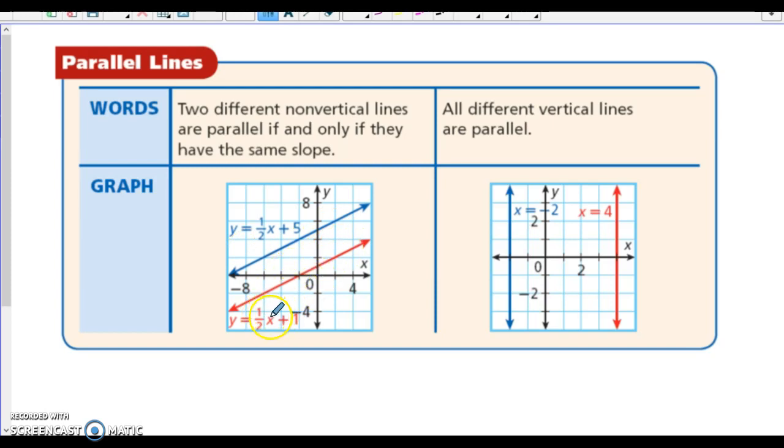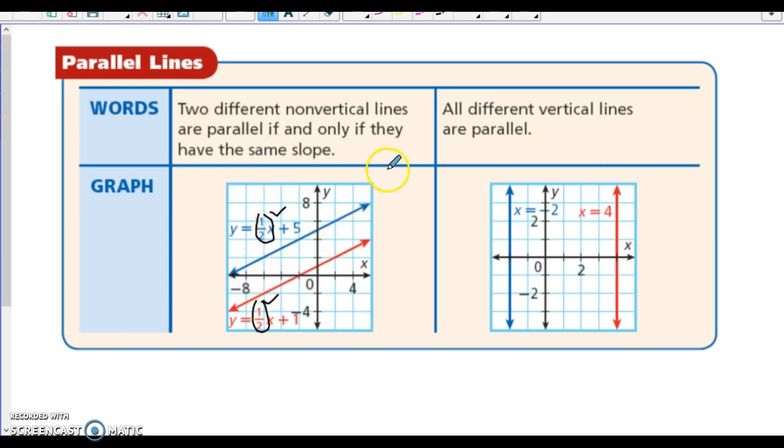In the case where we see the equation, we know that we can put any form of a linear function into slope-intercept form. That's what we've been doing through Chapter 4. As soon as I get it into slope-intercept form, I can see my slopes are 1/2 and 1/2. They match, therefore we have parallel lines. Two different non-vertical lines are parallel if and only if they have the same slope. Check, check.